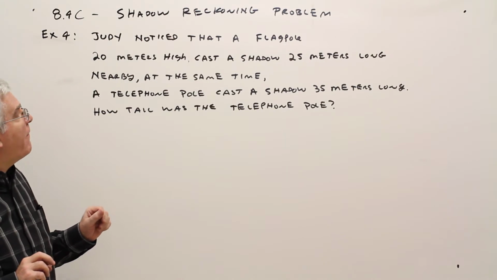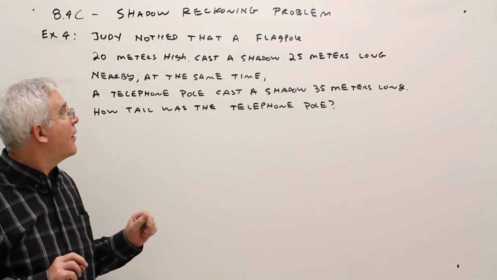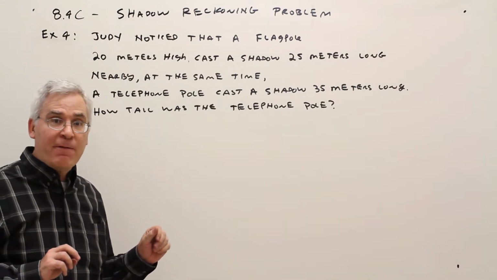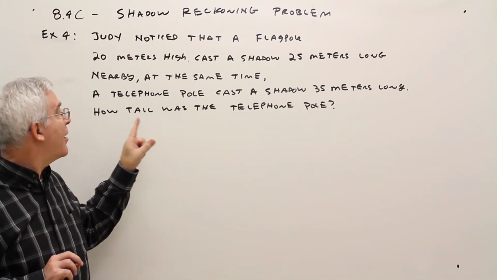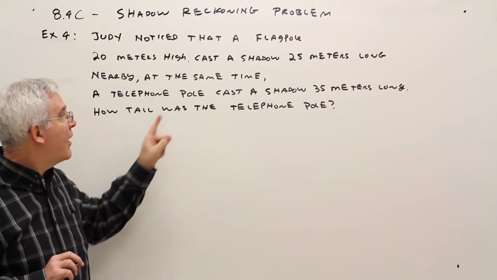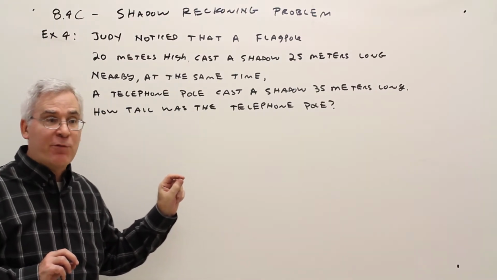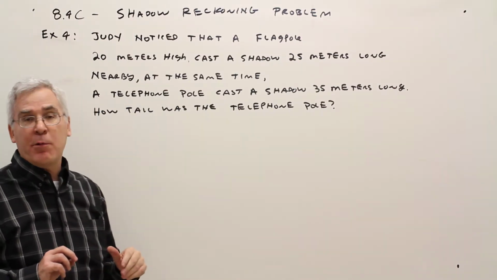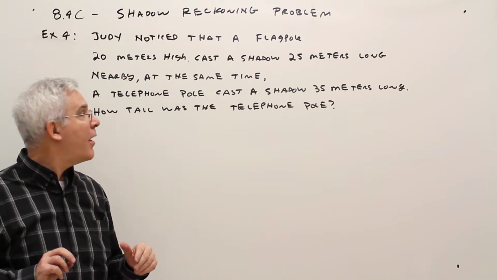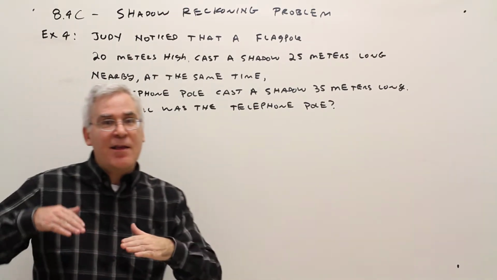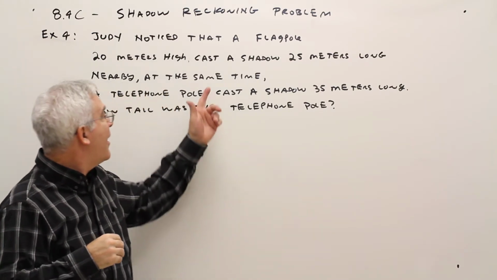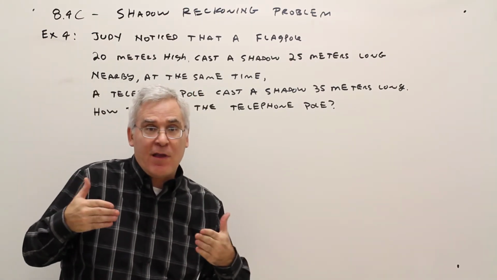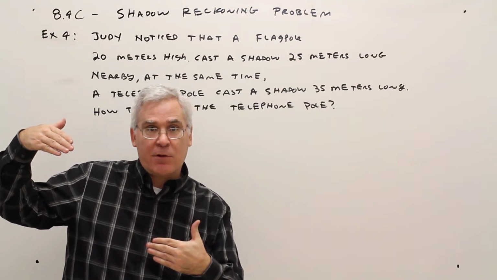Judy noticed that a flagpole 20 meters high casts a shadow 25 meters long. Nearby, at the same time, a telephone pole casts a shadow 35 meters long. How tall was the telephone pole? Okay, it's important that it's nearby. If you're at different latitudes, the sun could behave differently with the angle. And of course, it matters that it's at the same time. The sun has different angles at different times.